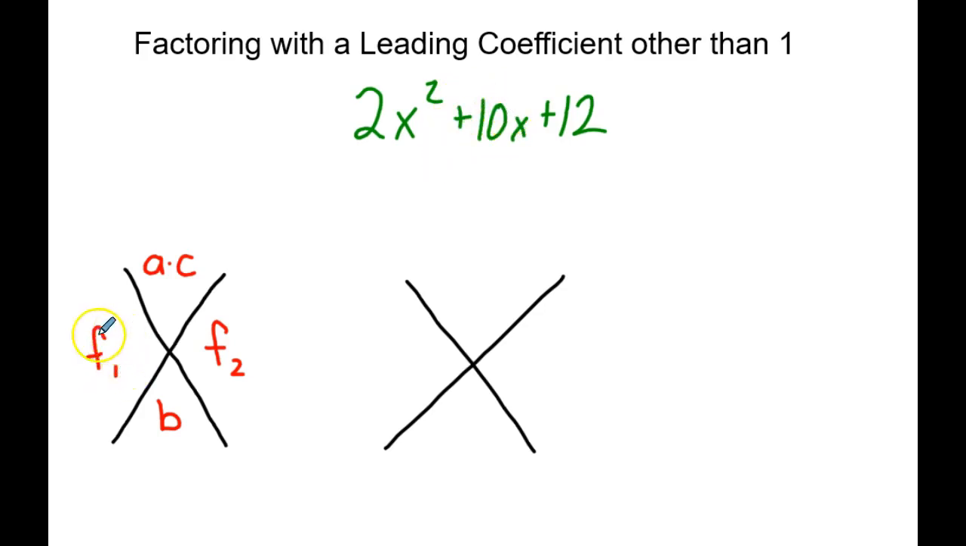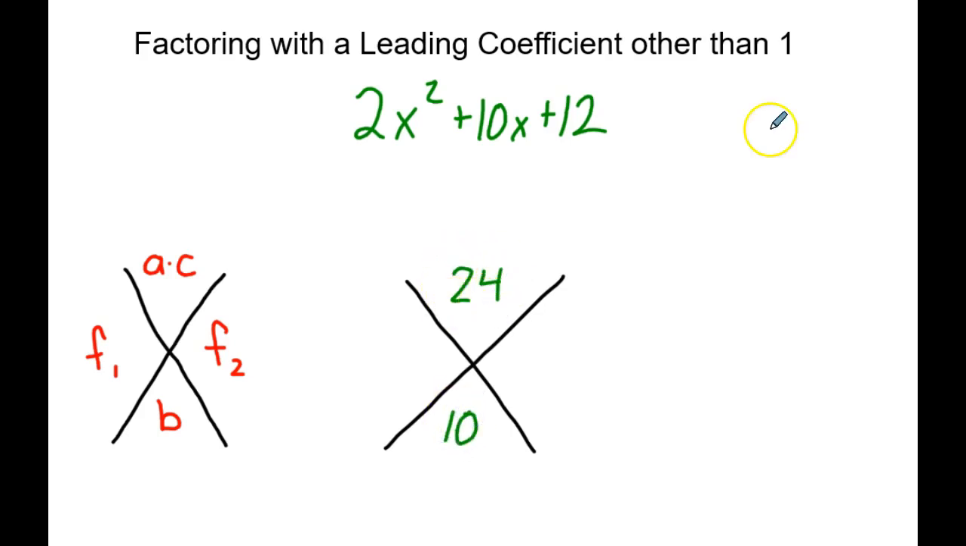F sub 1 stands for our first factor. F sub 2 stands for the second factor. And we'll get to that. These values will make more sense once we go through this problem. So if we were going to start factoring 2x squared plus 10x plus 12, in my top portion, I'm taking a times c, so 2 times 12, I get 24. In the bottom portion, I'm going to put my b value, which is 10.